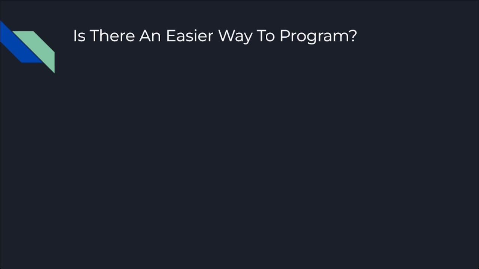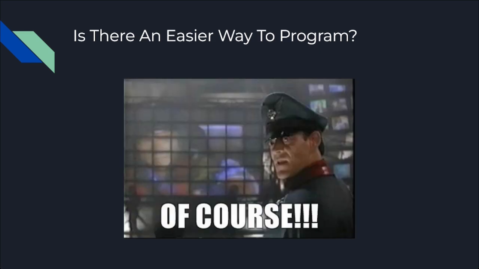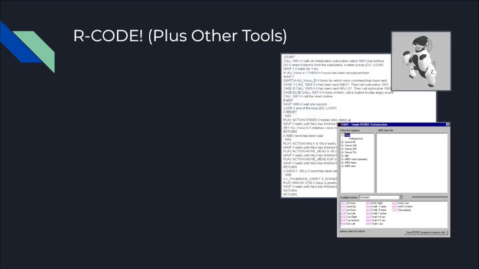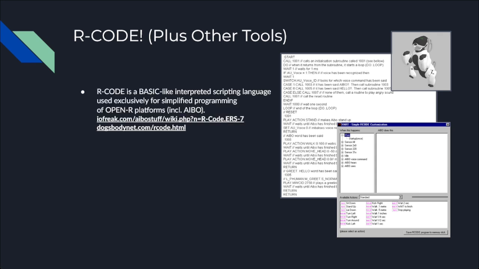isn't there an easier way to develop on this stuff? I just showed you the hard way. Where's the easy way? Yes, there is an easy way to program it. It's called R-Code. R-Code is to AIBO what BASIC is to programming. Fundamentally, it provides a simple layer to get an OpenR platform like an AIBO to do whatever. It's way more straightforward to learn than having to go through a C++ master class for that.